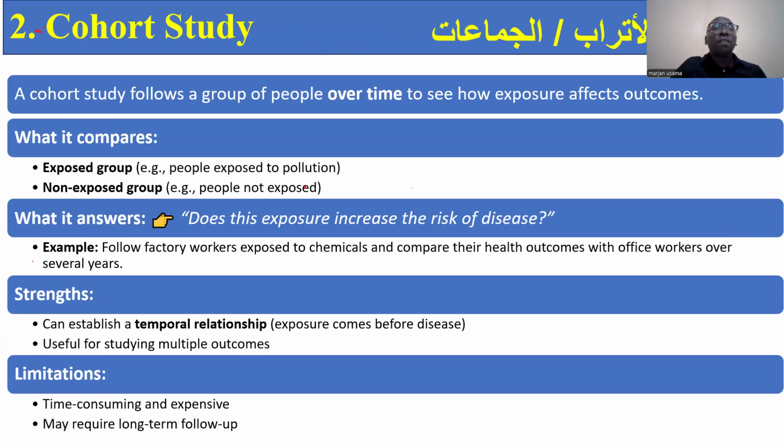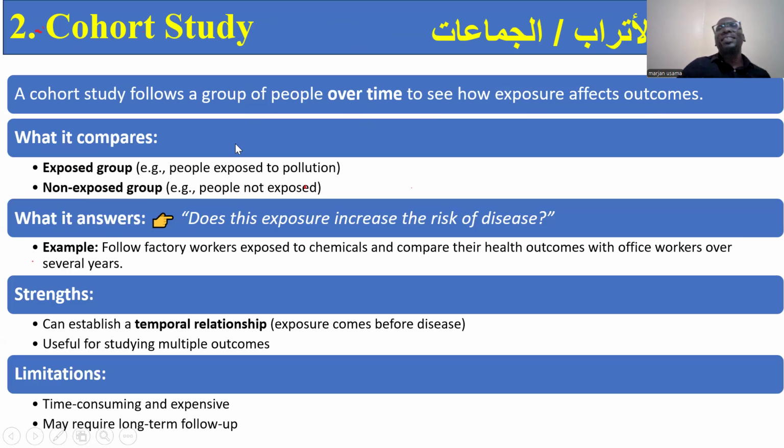Now, number two, in observational studies, we have the cohort study. This is dirasatul atrab or al-jama'at. So a cohort study follows, min hunaka al-mutaba'a, a group of people over time. So this is the opposite of cross-sectional. Cross-sectional does not follow. It is only a single specific time, right? So a cohort study follows a group of people over time to see how exposure affects outcomes.